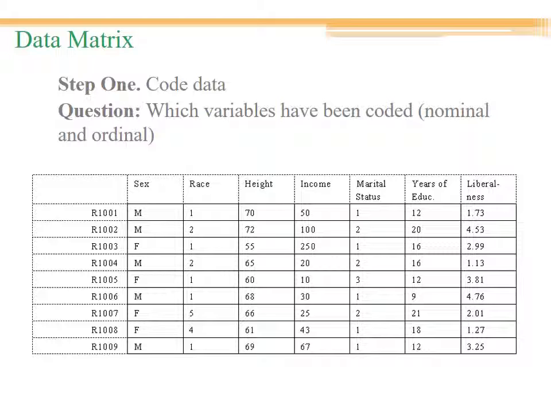The variables that were likely coded were race and marital status. It's unlikely that the respondent told the interviewer that their marital status was 1. Rather, 1 represents married, 2 single, and so on. Liberalness is likely a compound of variables, but we'll ignore that for now. And years of education might have been coded, but we can't tell with the information provided here. Did you happen to see which one of these are ratio variables? Income and height are the ratio variables, which means that they do not need to be coded since they were already numbers.